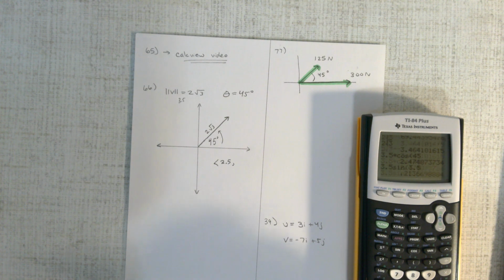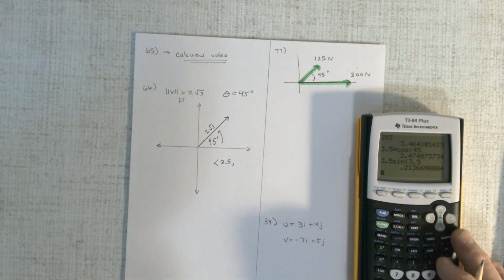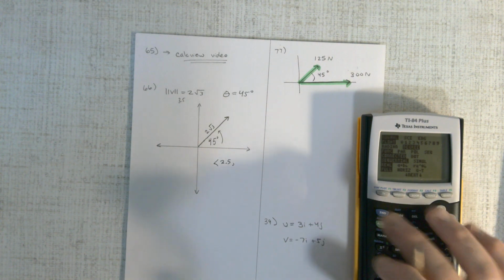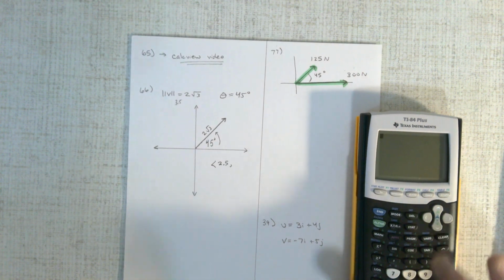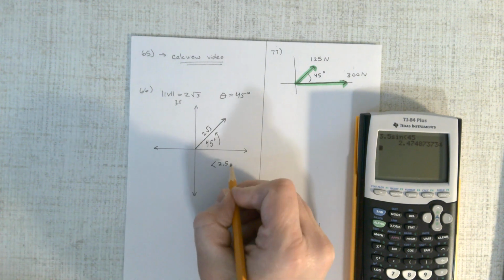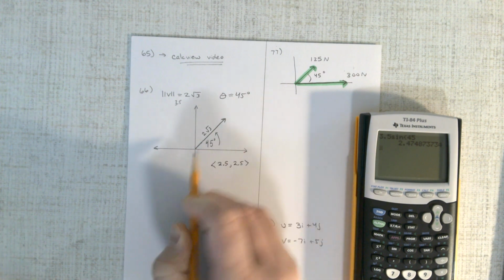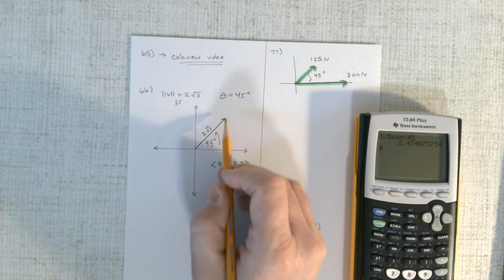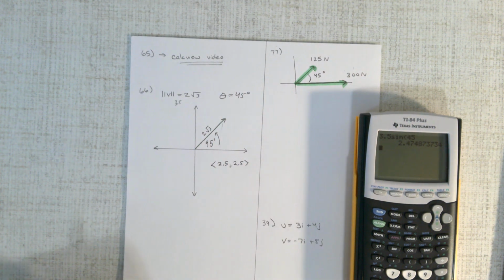Didn't get that one right. We're going to put in here about 3.5 times sine of 45. There we go, that looks a lot better. And it should be equal, right? Because it's only 45 degrees, and this would make isosceles triangles.